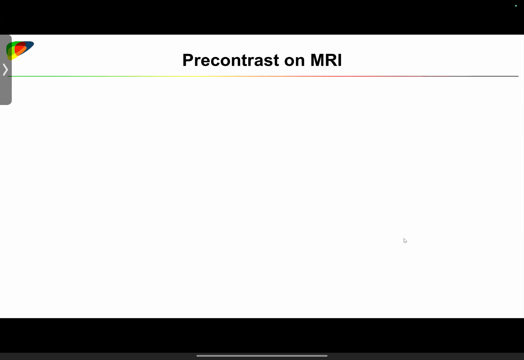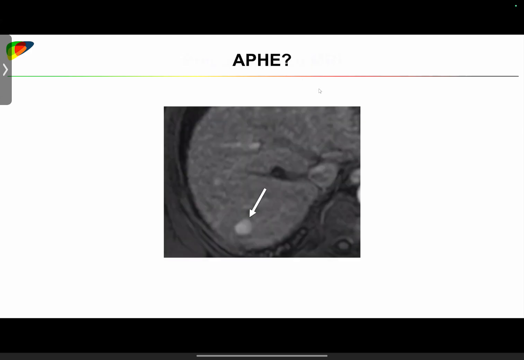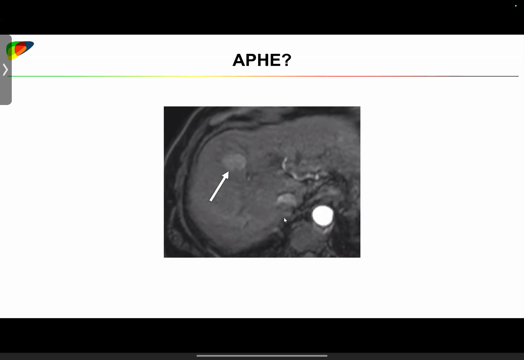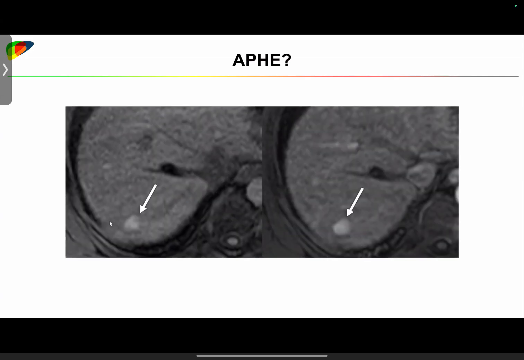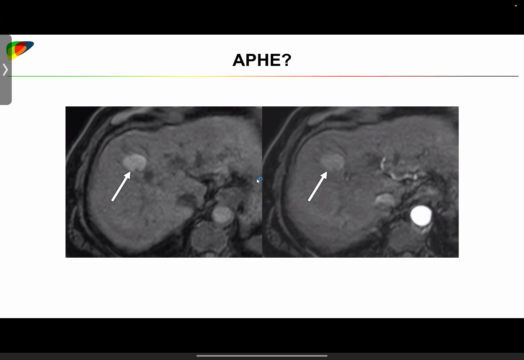How about pre-contrast on MRI? So here's an example of a lesion, right? It's brighter than the background parenchyma. Is it arterial phase hyperenhancement? How about this one? If we look at the pre-contrast in the first case, the lesion is actually pretty bright as well. And so is the second lesion. So are we looking at shine through of internal hyperintensity or actual enhancement?